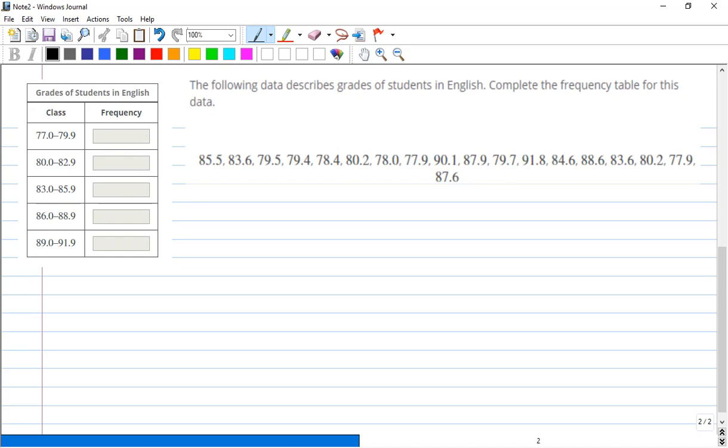At first it may seem a little overwhelming, like what am I supposed to do, especially if you had the exported Word file that I gave you and it didn't have a table there. So what could you do, really? You could make a table, but you may not have chosen that many classes. You may not have chosen that class width. So that has to be given there. Let's first count how many are between 77.0 and 79.9. So here's one.